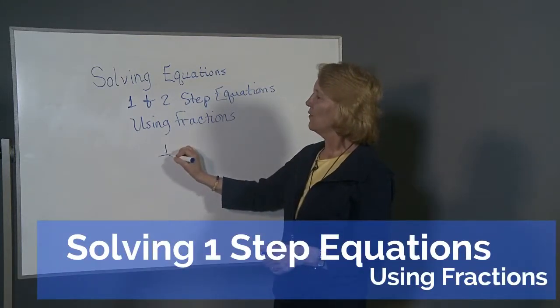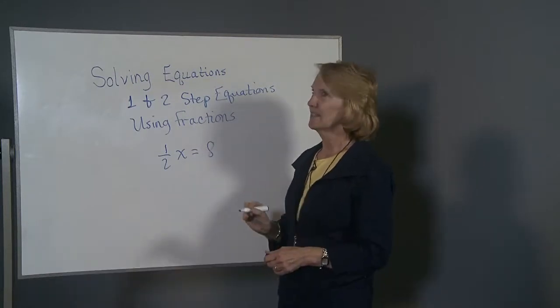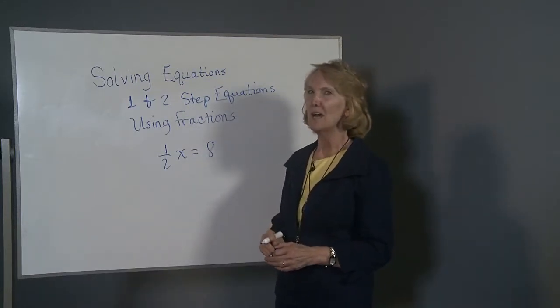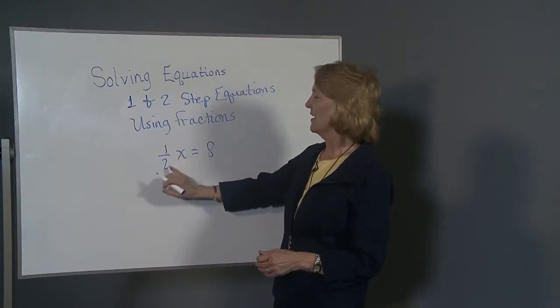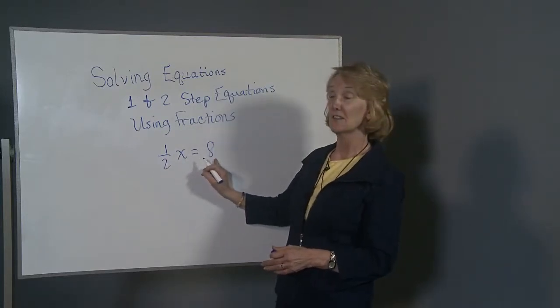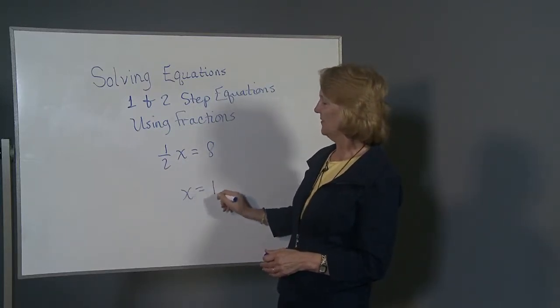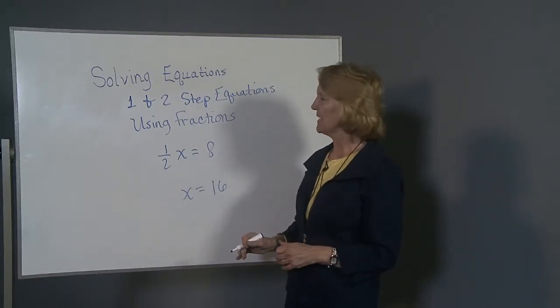If we have 1/2 of a number equals 8, if you think 1/2 of what equals 8, don't say 4. If you got half of a bunch of dollars and that was $8, you must have gotten half of $16. Now let's do it where you have to show your steps.